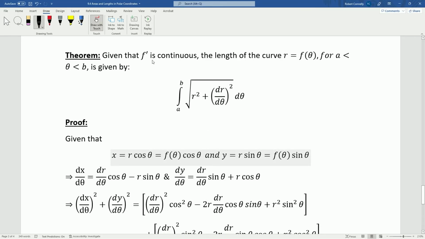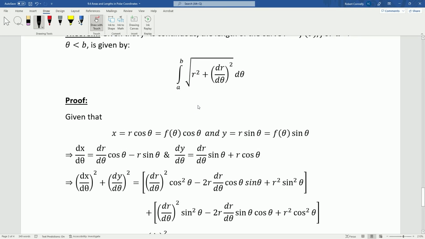Theorem. Given that f prime is continuous, the length of the curve r equals f of theta for a less than theta less than b is given by the integral from a to b of the square root of r squared plus (dr/d theta) squared, d theta. Okay, so let's work this out. How do we know that this is true?